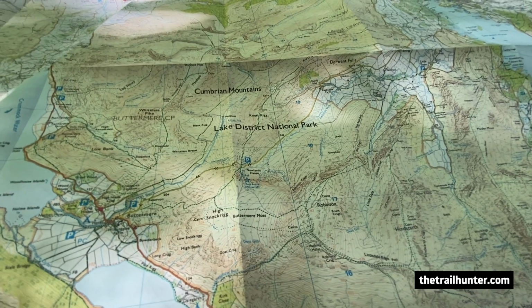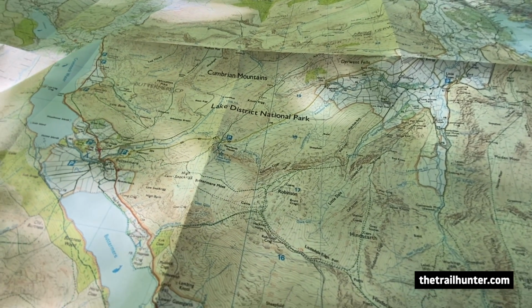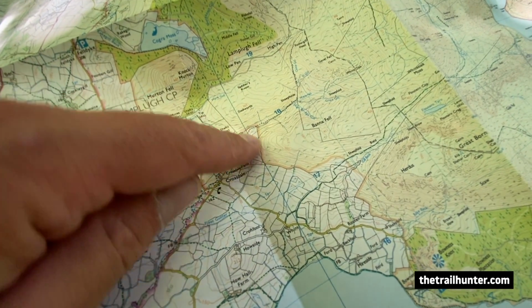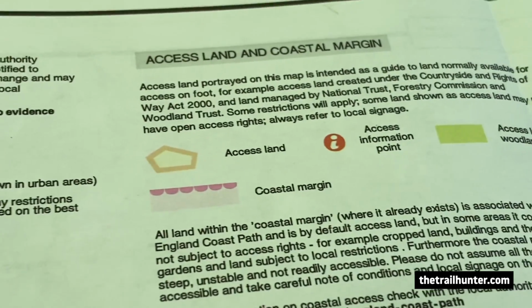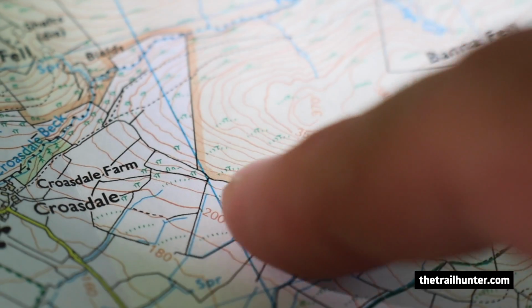If we have a look around this map, you can see open access land is marked in the kind of light orange colour, and it is bordered with a darker orange line, so you can't miss it. All of the land that is in that light orange colour is all open access land.